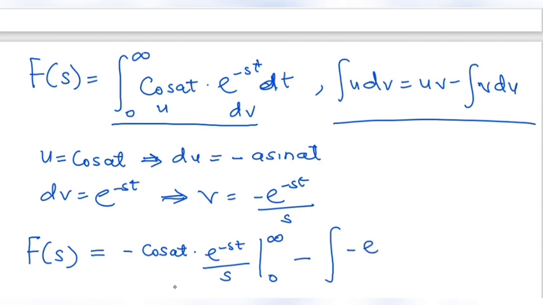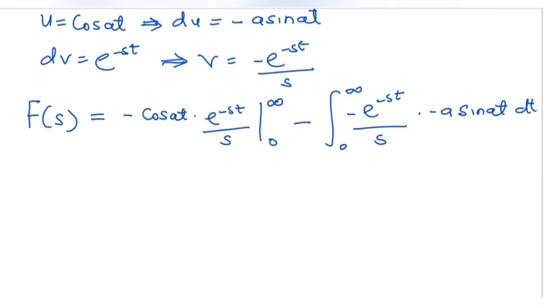Negative e to the negative st over x, and our du is negative a sine at dt, and we have to put the limits of the integral. So once again, just as we did previously, we're going to evaluate this to make our life simpler. So if we evaluate this with the limits, we're going to have this to be at infinity.